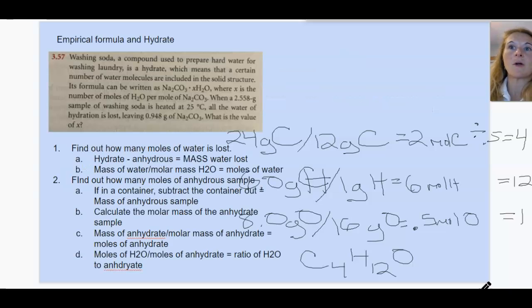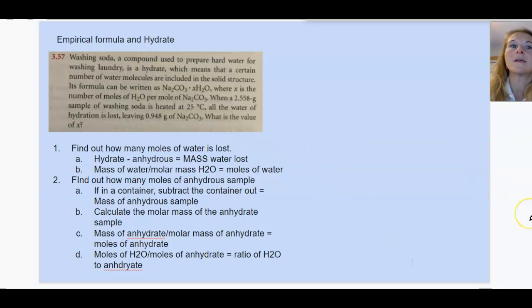Let's look at our next problem here. Gotta erase my screen. All right. So here we have using a hydrate. All right, so washing soda, a compound used to prepare hard water for washing laundry, is a hydrate, which means that it has moisture in it. It has molecules of water attached to the original washing soda, which means that a certain number of water molecules are included in the solid structure.